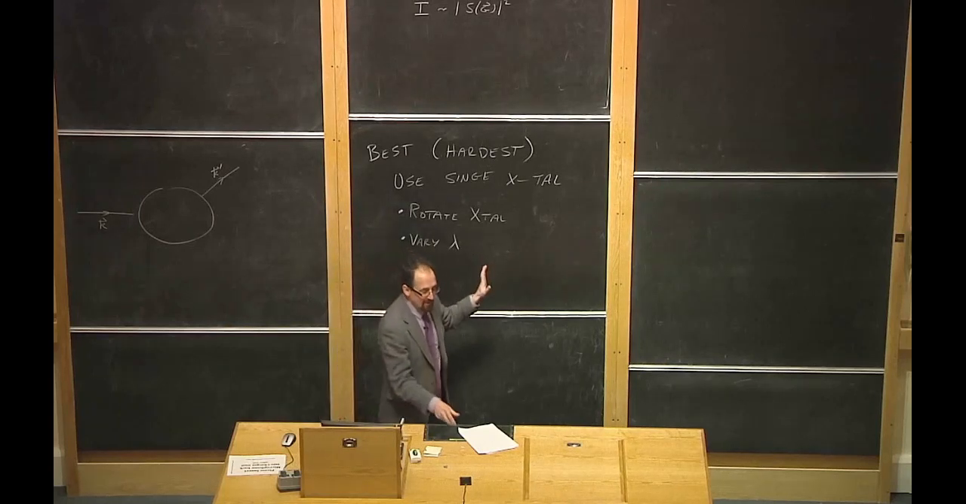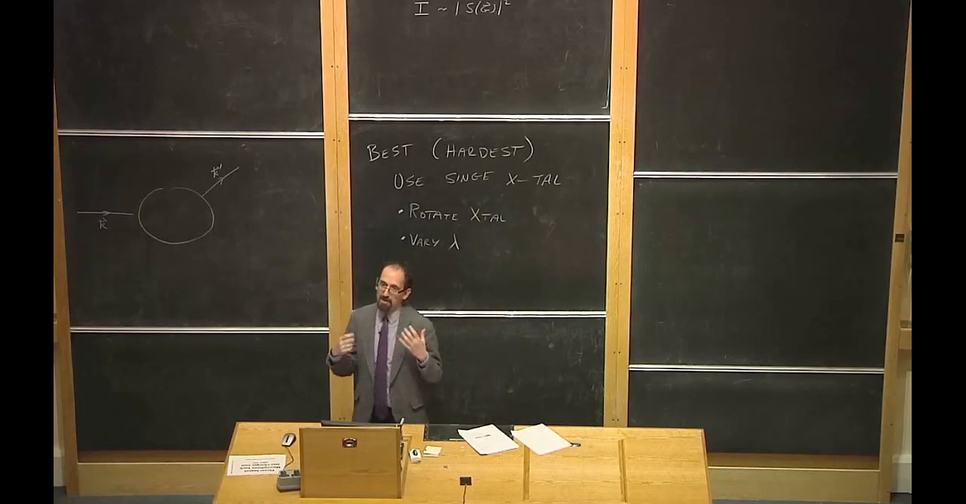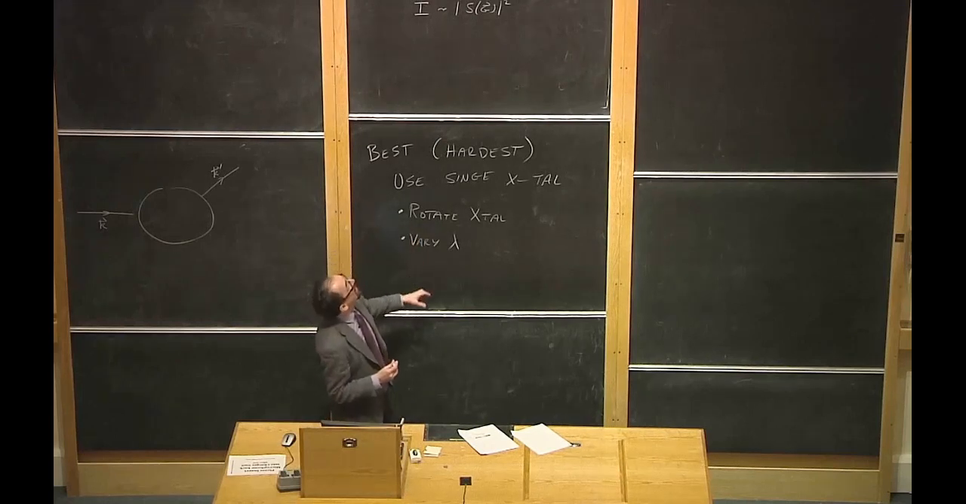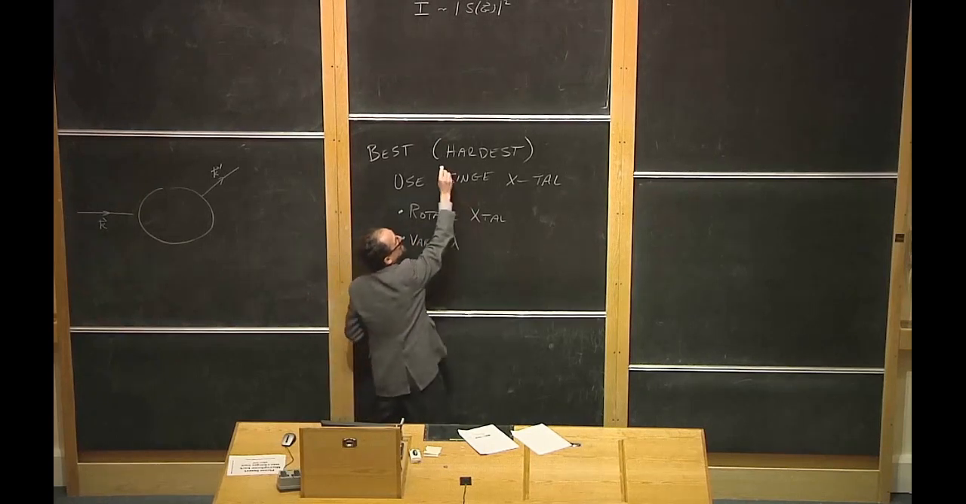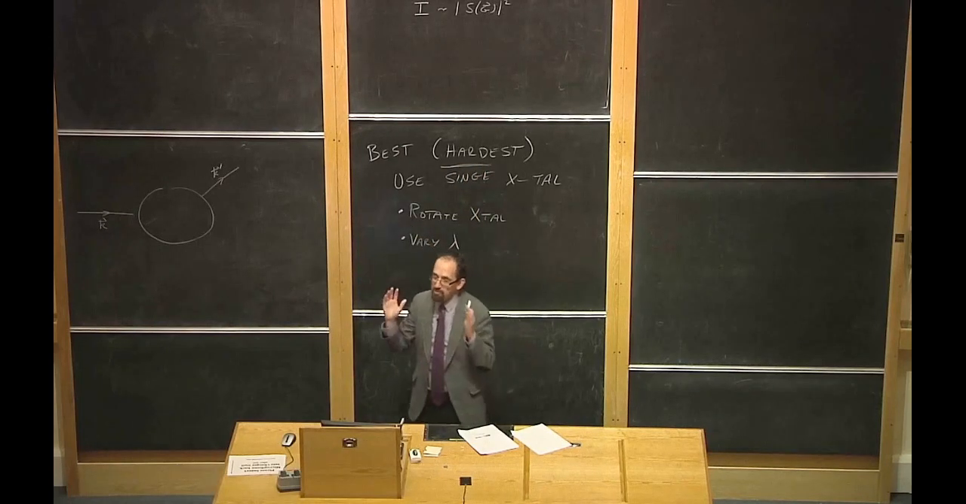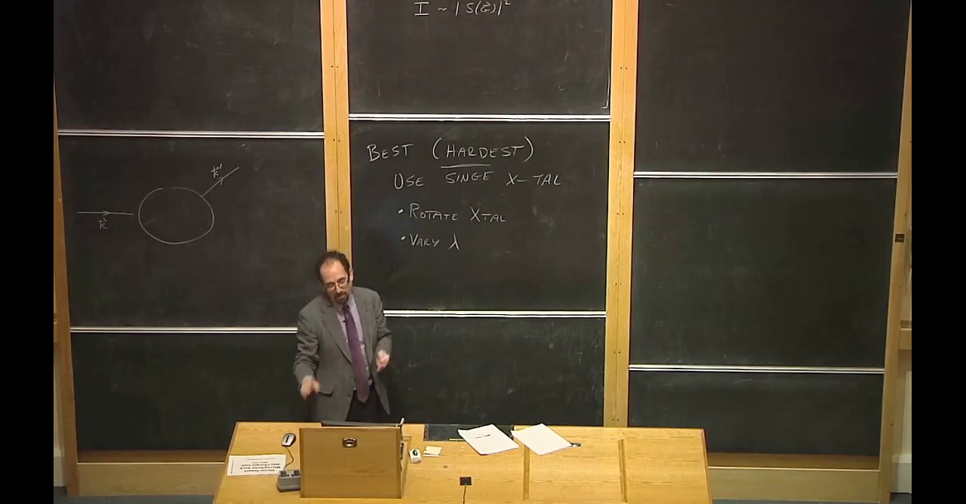Now, we're not actually going to go into how you analyze such data in any detail in this course. And the reason we're not going to do it is because this method is very rarely used. And the reason it's very rarely used is because it's actually the hardest thing to do. The reason it's hard is because, almost without exception, materials don't like to form nice big crystals. Sodium chloride is an exception.